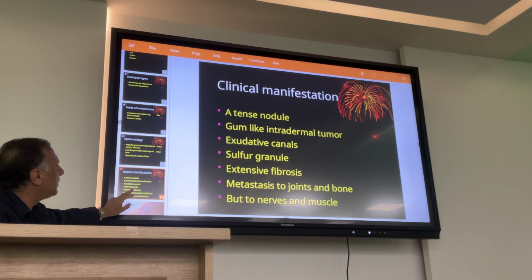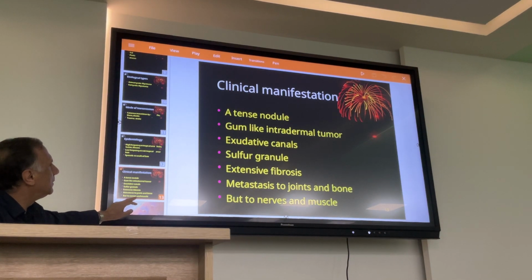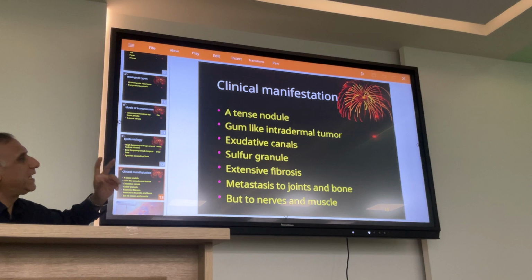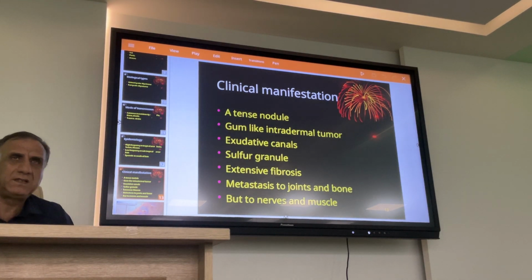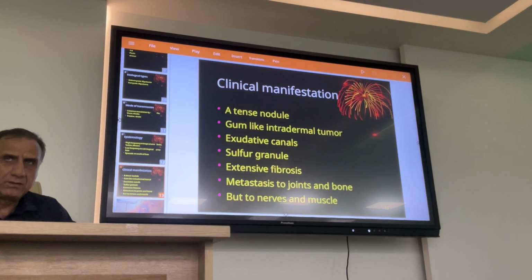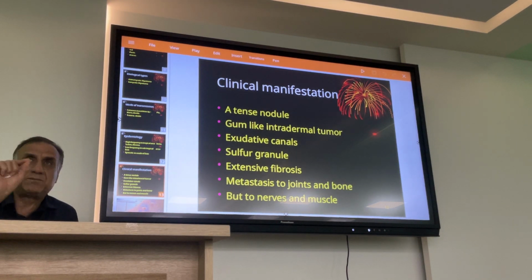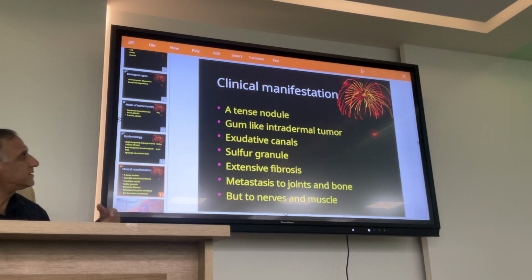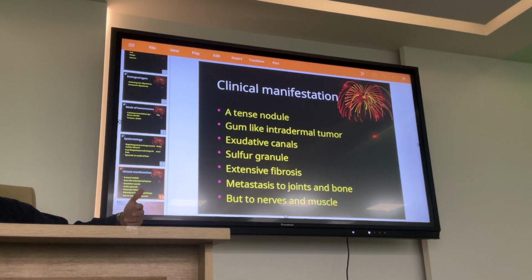In clinical manifestation or clinical signs, one of the lesions that you see at first is a nodule. Do you know what nodule means? Yes or no? Yes, a small swelling on the skin. It is a nodule. After that, this nodule changes to an abscess. At first you have a single abscess.